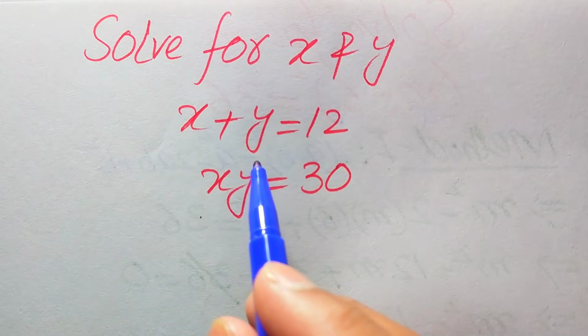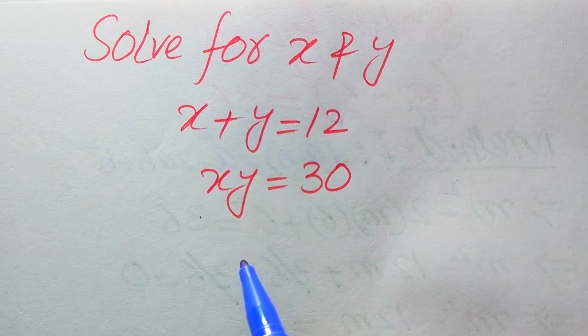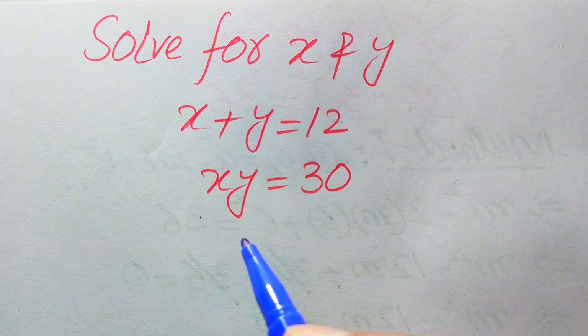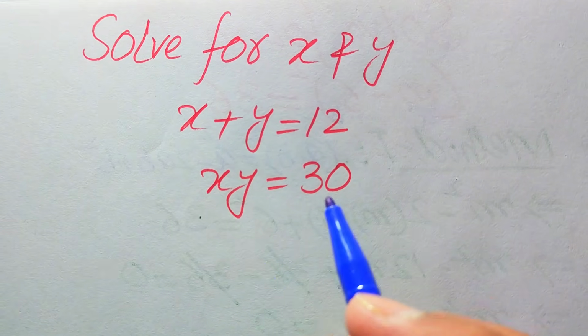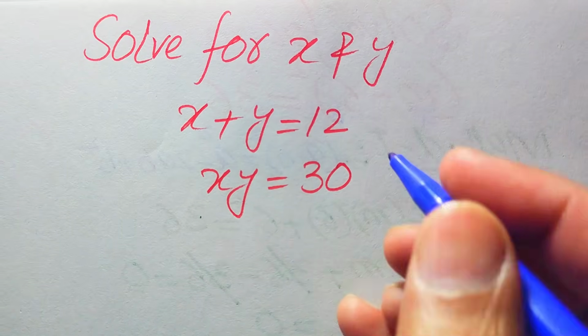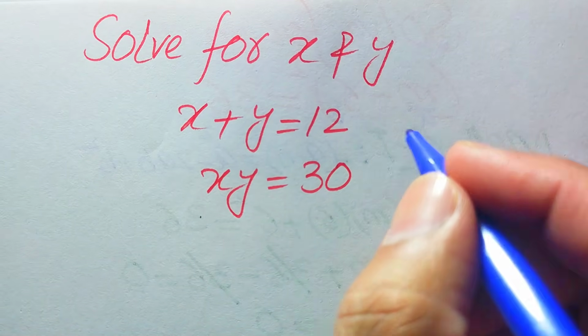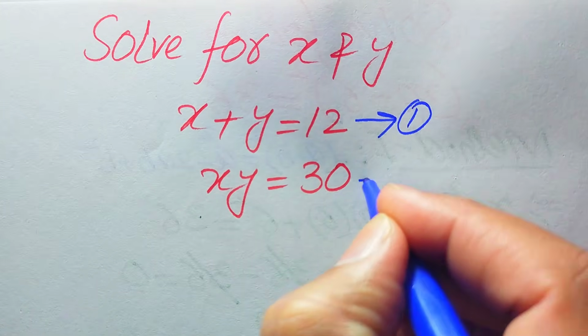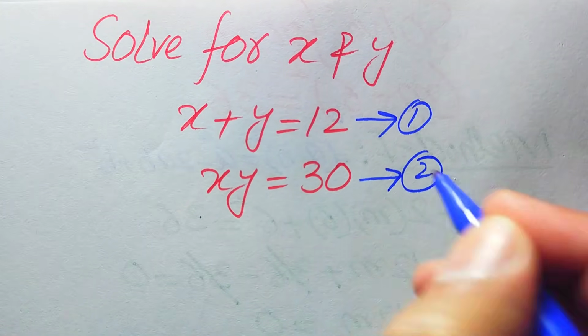So here we have x plus y is equal to 12 and xy is equal to 30, and we solve this problem for all the values of x and y. Here we need to find all the roots of this equation, and at the last we will verify whether both of these two roots are solutions or extraneous roots, so we need to move towards the solution of this problem. First, we call this equation number 1 and this is our equation number 2.